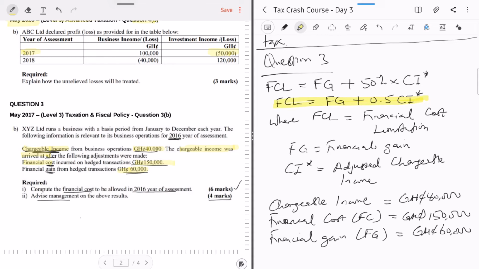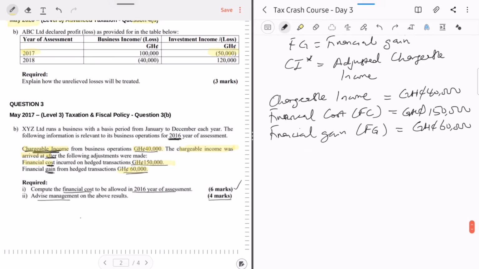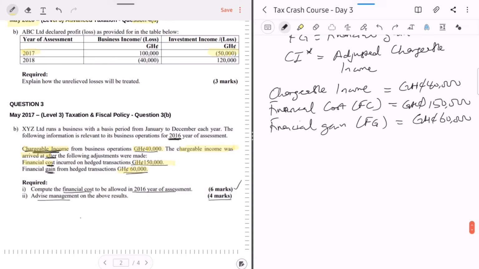Right, so let's come and determine the element. We have the finance gain here, so it's not a problem. All we need to find is CI star, and then we are good to go. So let's find CI star, that's chargeable income star, adjusted chargeable income as I've written here. CI star is adjusted chargeable income, right?